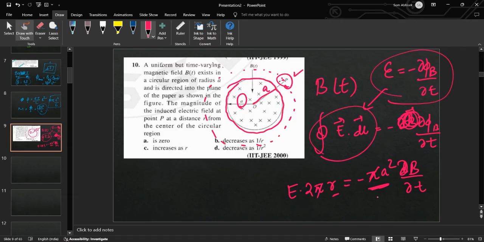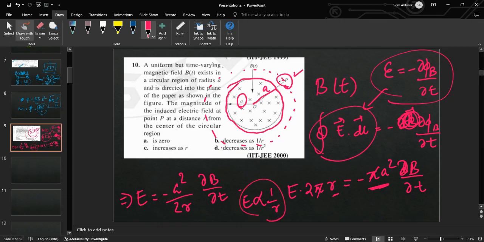So π got cancelled out, and E is equal to minus a squared by 2r times dB/dt. This gives the electric field at point P at a distance r from the center of the region. E is inversely proportional to r; it decreases as 1 by r. Option B will be the correct answer. Very good question again, a fantastic question. E is proportional to 1 by r. I hope people do it.